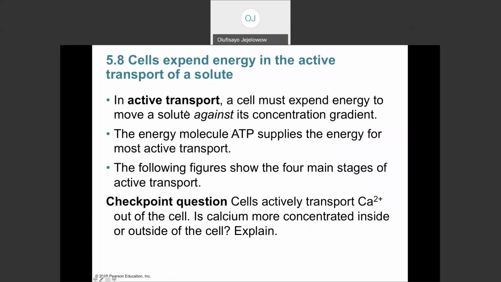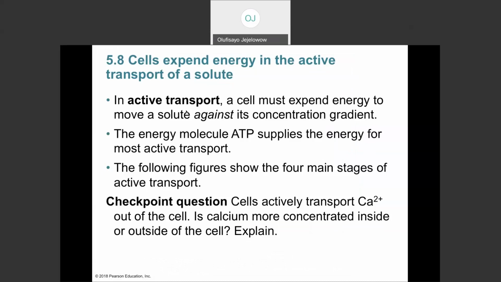So cells expend energy in active transport of a solute. So we've looked at transport across membranes. We have discussed diffusion, which is a form of passive transport. Passive transport does not use ATP. Active transport uses ATP. So in active transport, a cell must expend energy to move a solute against its concentration gradient.